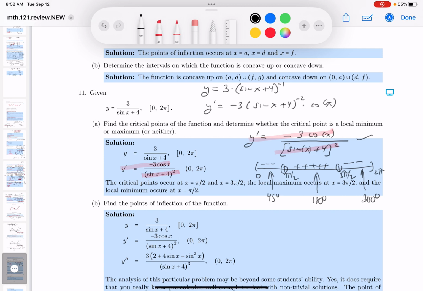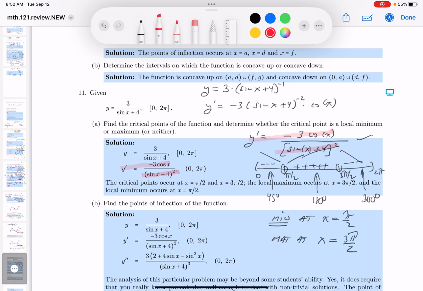So I have a minimum at x equals pi over 2. Again, the function's decreasing, increasing, that's a minimum. What do we have over here? Sorry about that. I have it increasing here. Decreasing over here. So I get a maximum at x equals 3 pi over 2.